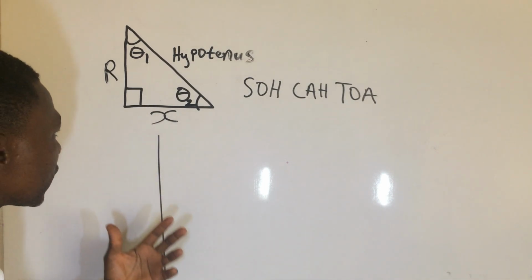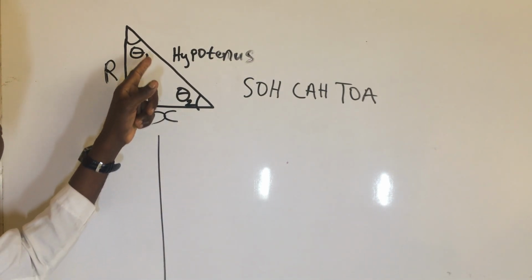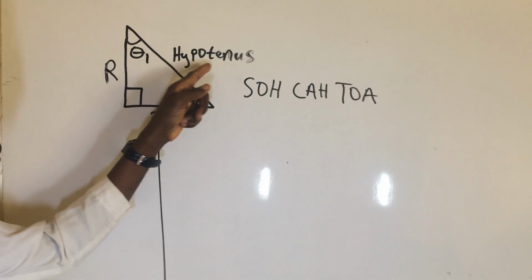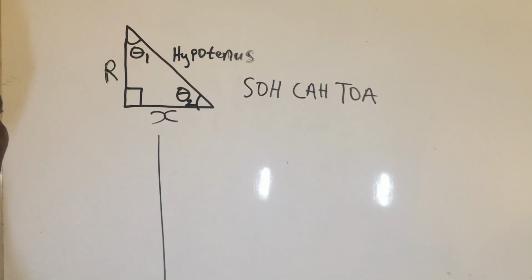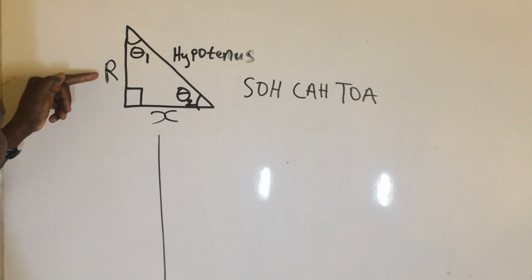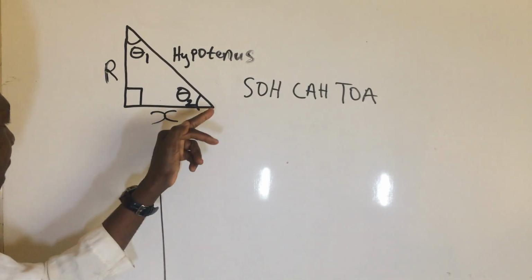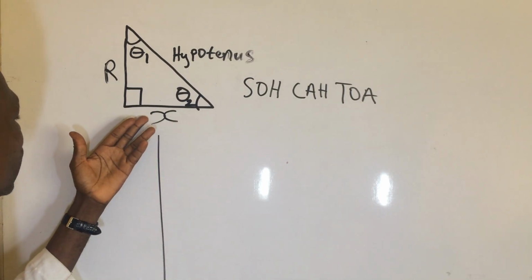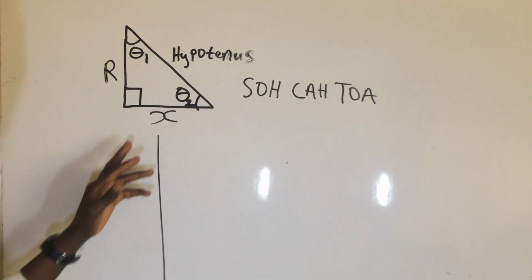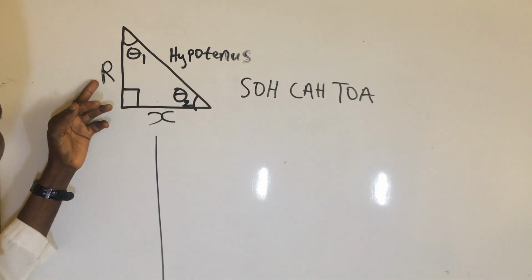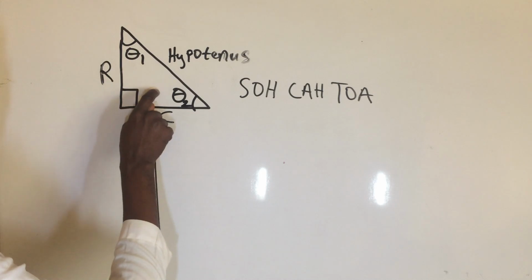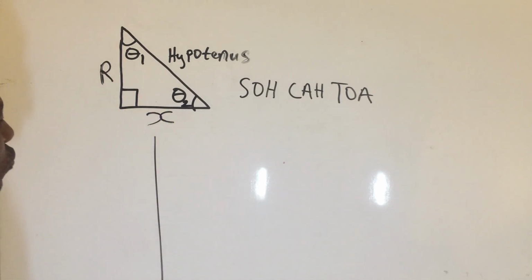I still repeat myself that this side, facing the angle of 90 degrees here, is always called the hypotenuse. Then this side which I name R and this side which I named X can be opposite or adjacent, but it depends on these two angles, angle theta 1 and angle theta 2.